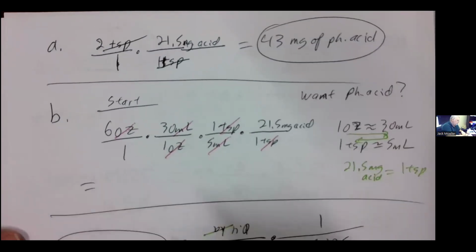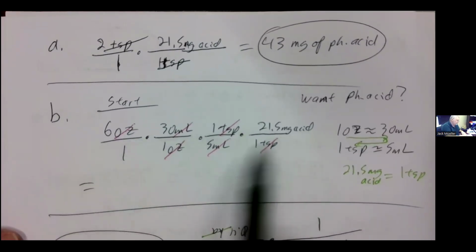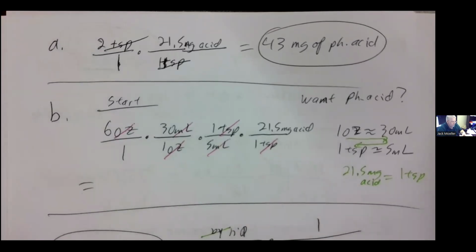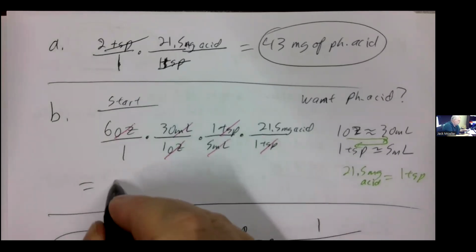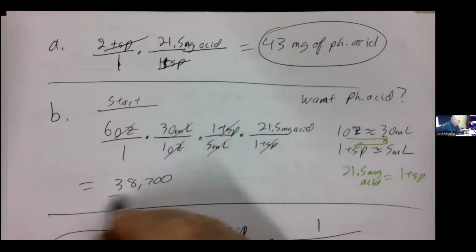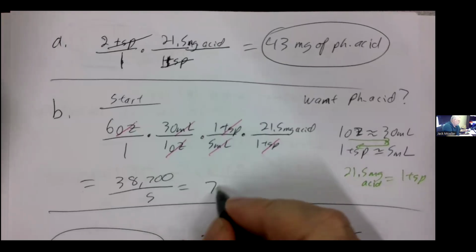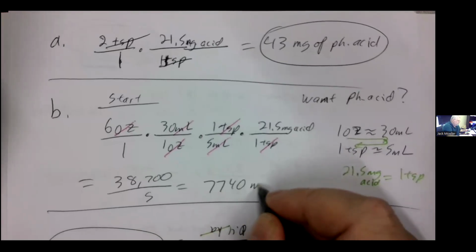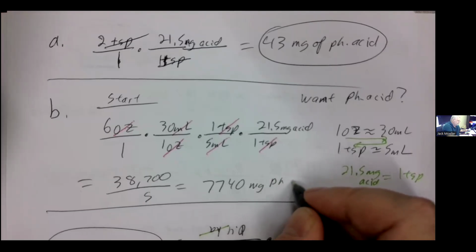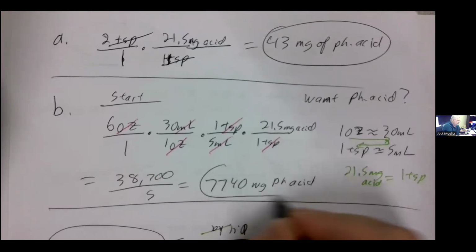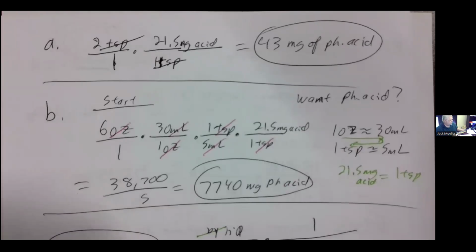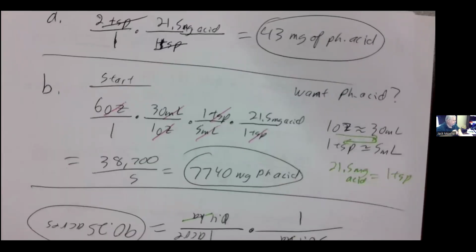So now this is again the case where we multiply everything on top, multiply everything on bottom. On top we have 60 times 30 times 21.5, 38,700. On the bottom, we're just dividing by 5. So 7,740 milligrams of that phosphoric acid. That is how much is in a 6-ounce bottle of this medicine.